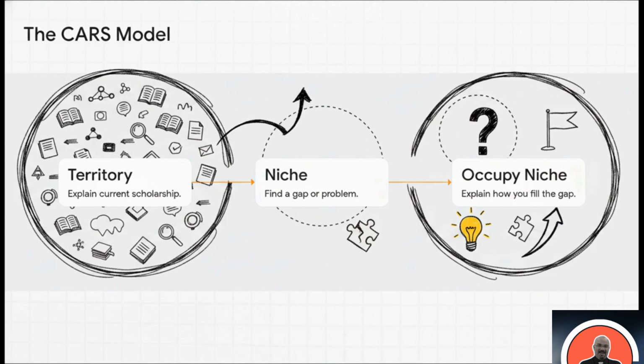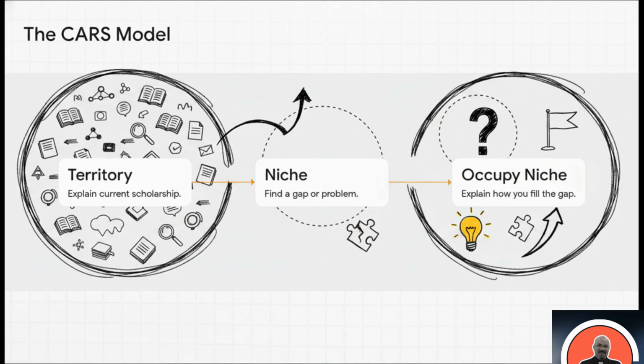Step 1, establish a territory. This is where you lay out the broad current scholarship and show exactly why this general research area even matters. Step 2, establish a niche. Here, you're looking for a gap, a specific problem, or maybe an unclear question in that existing body of knowledge. You are literally pointing out what is missing. And finally, step 3, occupy the niche.